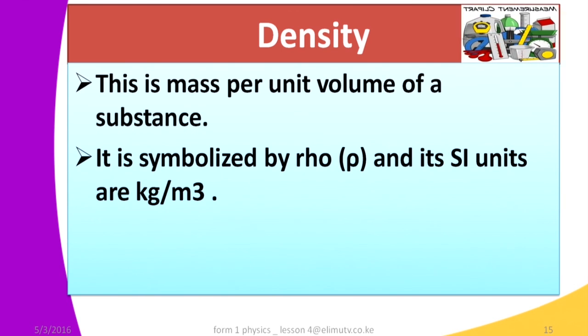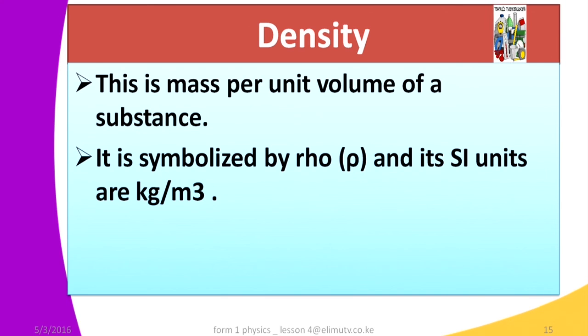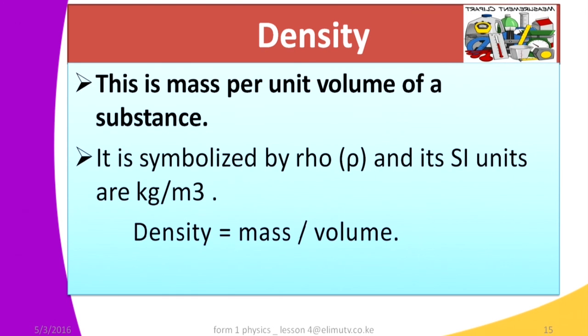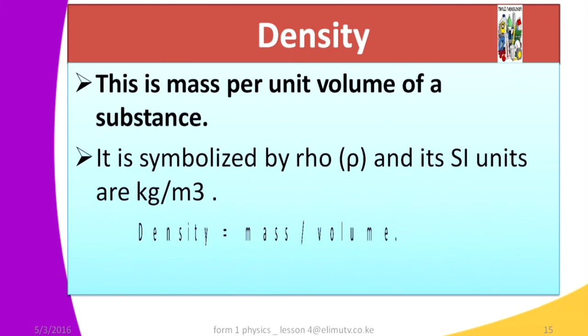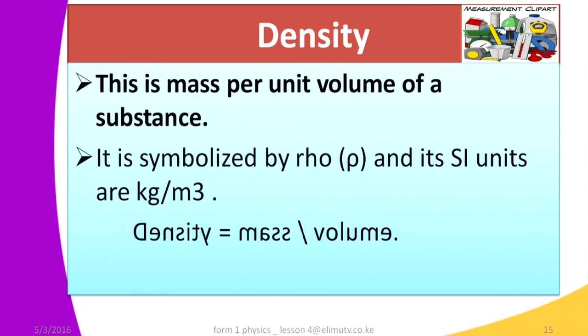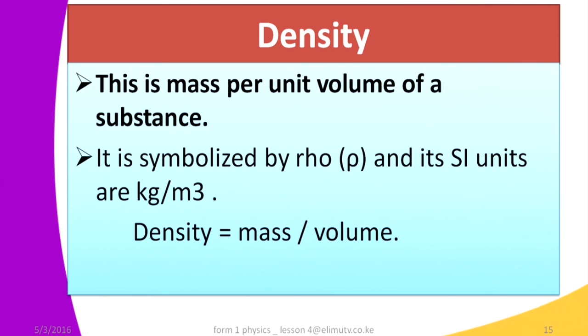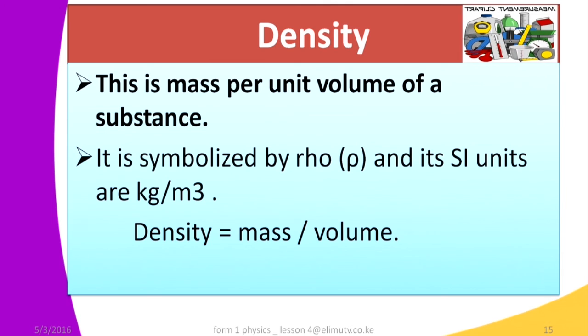Now, given that density is the ratio of mass and volume, and the SI units are kilograms per meters cubed, how do you calculate density? Density is given by mass divided by volume. This is the formula. Density is equal to mass divided by volume. So if you take mass as your numerator in kilograms, divide by volume in meters cubed, you end up with the SI units that we have just stated. So density is equal to mass over volume.